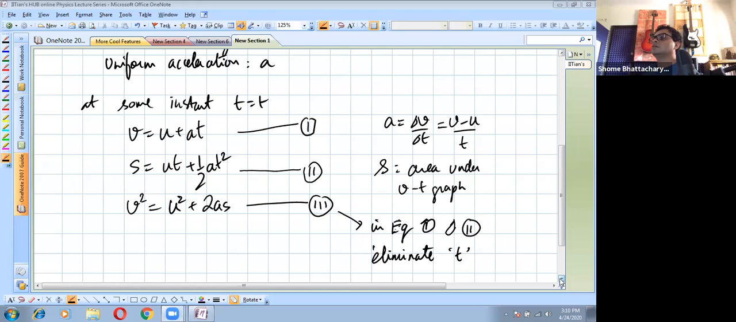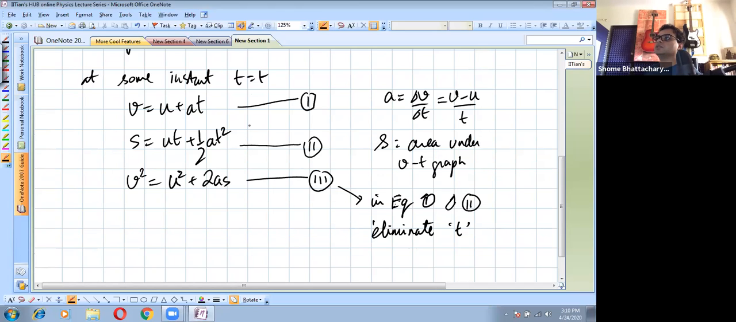Okay. So this is what we do to get the third equation. In equation 1 and 2, we eliminate time. Okay? So by eliminating time between the two equations, we get a relation between V and S. Okay, so here the relation is V versus S. That's your third equation. Here the relation is S versus time. That's your second relationship. And the first relation is instantaneous velocity versus time. So you have to also keep in mind that this is what we mean by geometry.